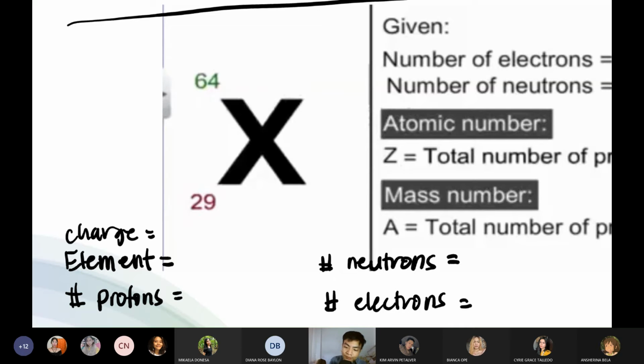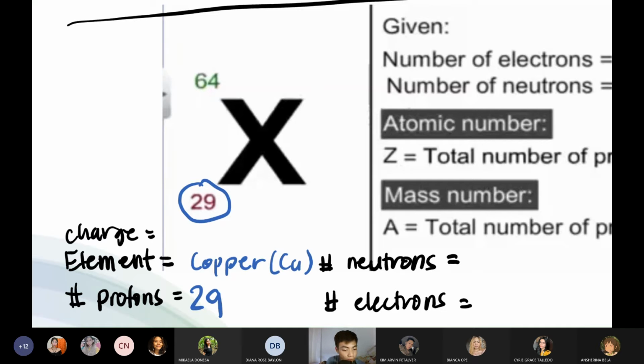The first thing you look at is the number at the lower left, 29. That is already the number of protons. How do you know which element it is? You must have your periodic table with you. I have one here with me. Look in the periodic table for the element with number 29. That's copper according to the periodic table. The element number 29 has 29 protons, which is copper. So what is the symbol of copper? Cu.